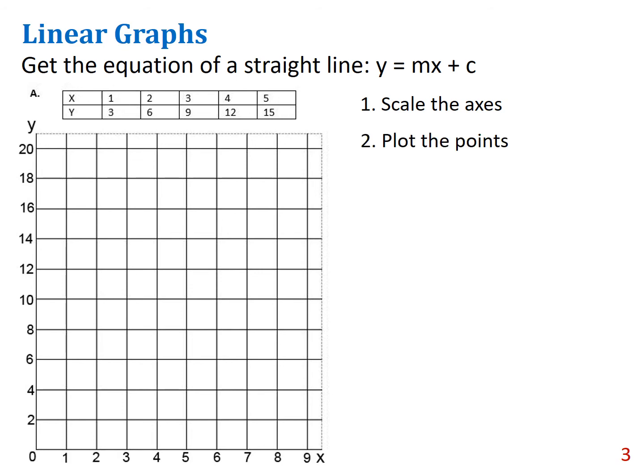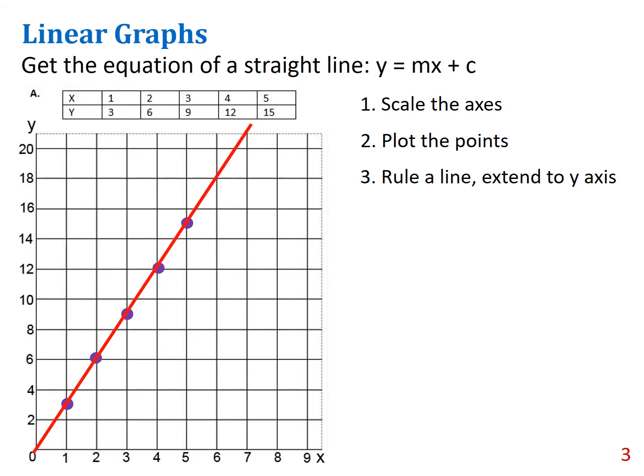Next thing, we need to plot all the points. The first one is x equals 1, y equals 3. Level with x equals 1, level with y equals 3. Goes there. Next point is (2, 6). Level with x equals 2, level with y equals 6. Then (3, 9), (4, 12), and (5, 15). Now that we've got all the points plotted, we can rule a line of best fit.